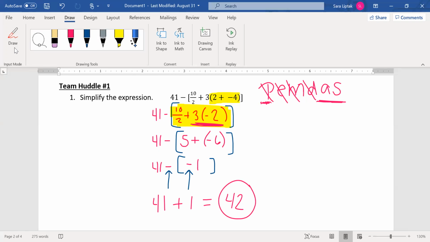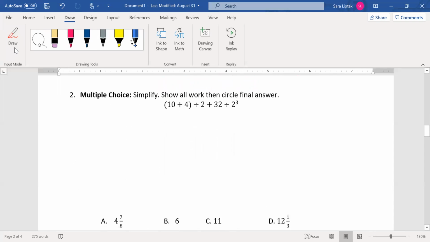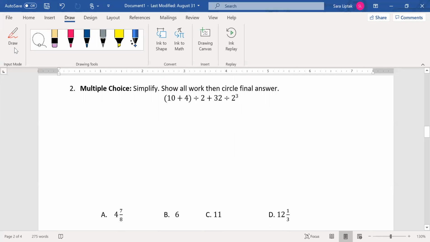So you might want to pause that video and just keep looking at that work until it sets in a little bit. And then when you're ready, you can move on to this multiple choice question. So it says simplify, or just find the answer, and show all the work, then circle your final answer. And I actually gave you some choices here at the bottom. So let's write out PEMDAS first. And I would like you to see if you can do this problem on your own. So pause the video now. When you think you've completed it, play the video back and see if your answer is the same as mine.